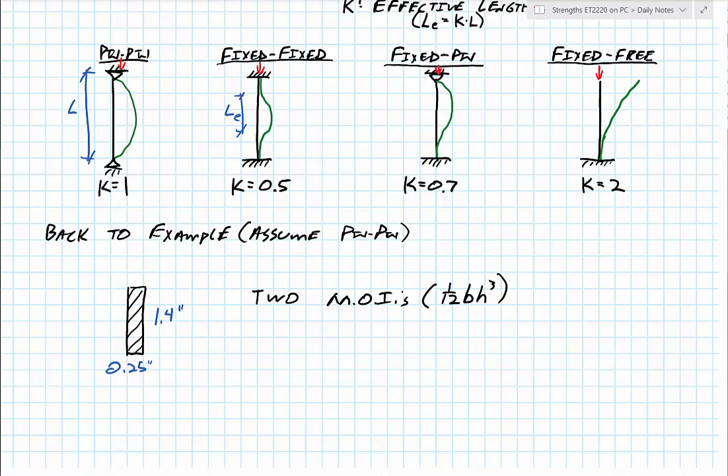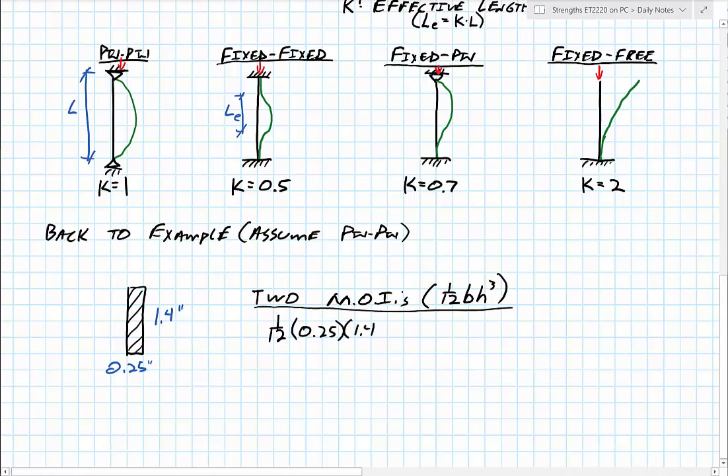So in this case, I do have two moments of inertia. One would be 1/12, the base would be that 0.25, and the height would be 1.4 cubed, giving me 0.057 inches to the fourth. The second one would be 1/12 times 1.4 times 0.25 cubed, which gives me 0.00182 inches to the fourth. So which one are you going to use?